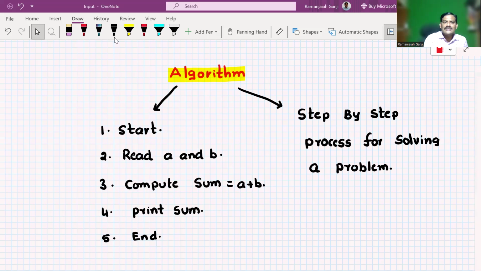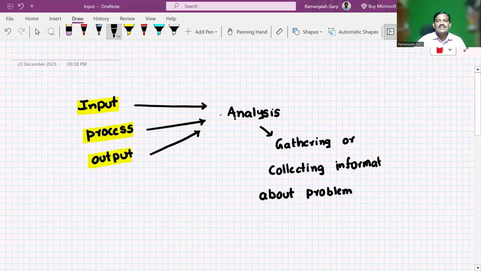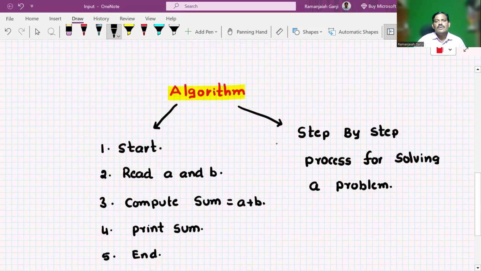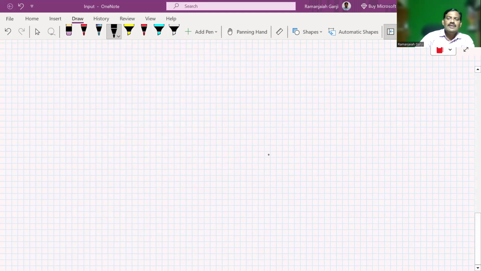This is the second step in the case of solving a problem. What is the first step here? Analysis. What is analysis? Gathering of information, collecting of information. What is algorithm? Algorithm is nothing but a step-by-step process for solving a problem. Next one is flowchart.